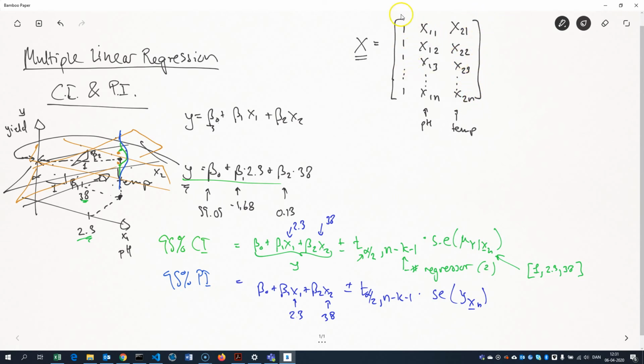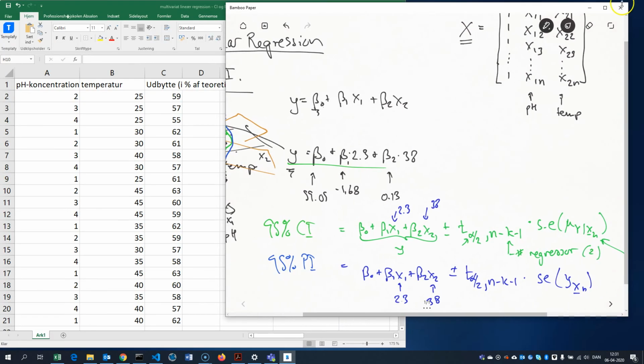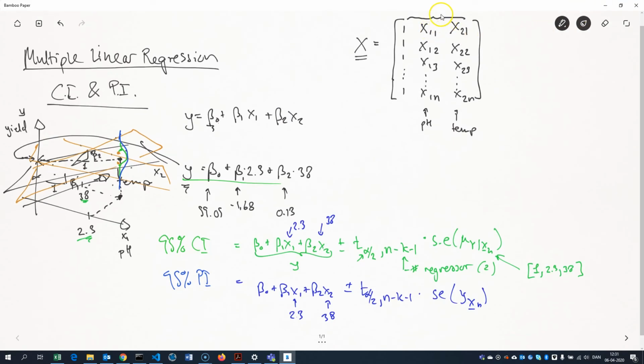The dimensions of this matrix is k plus 1, because we have 2 regressors and then another column here. And the number of rows is n, corresponding to how many data points we have in our data material.